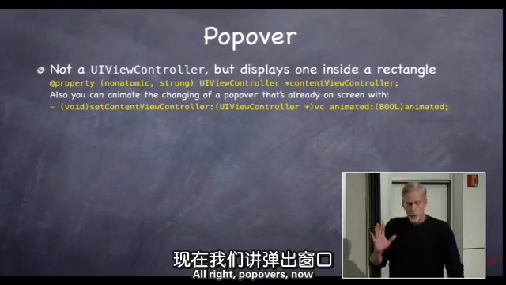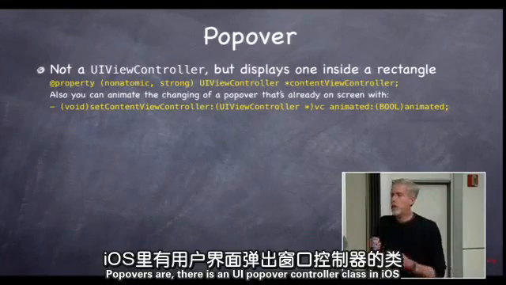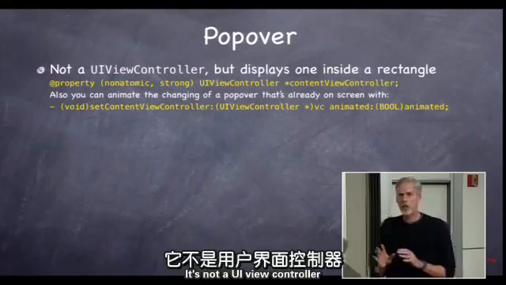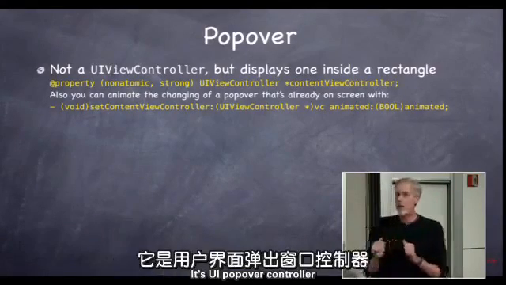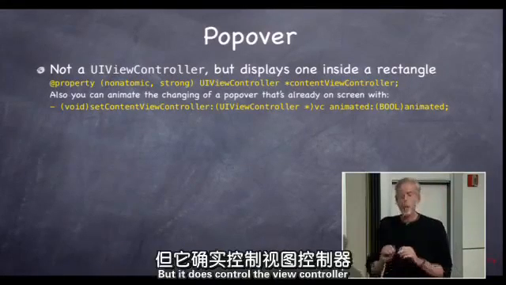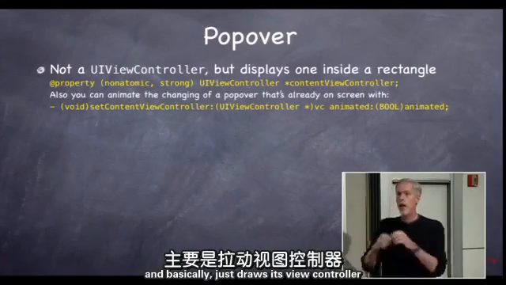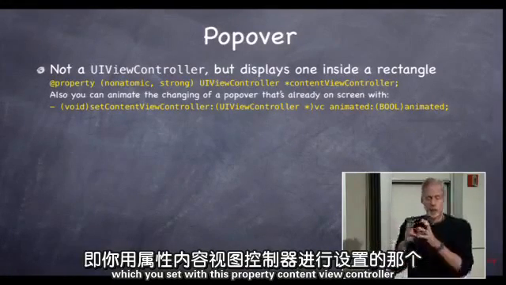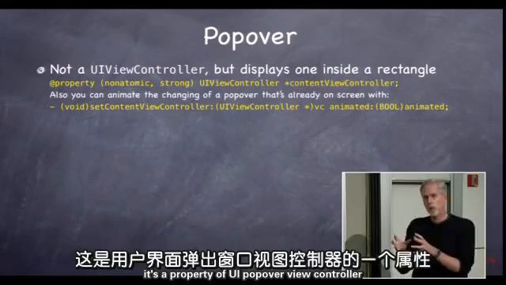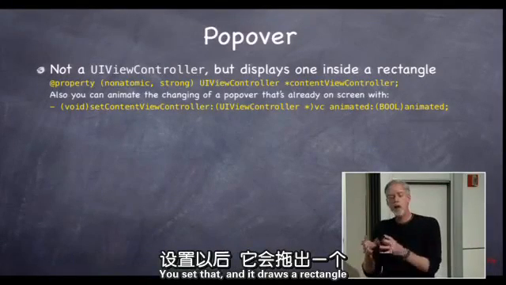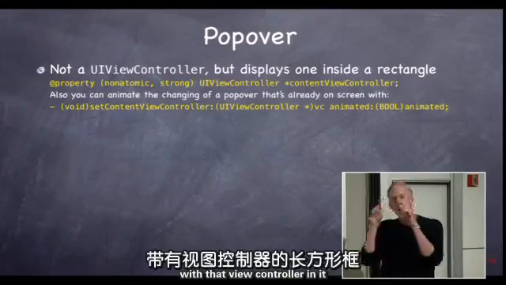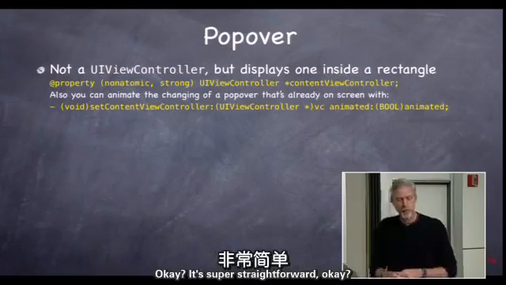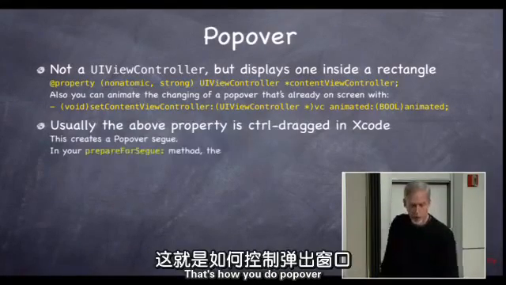All right, popovers. There's a UI popover controller class in iOS. It's not a UI view controller. It's not UI popover view controller. It's UI popover controller. Okay, so it's just an NS object, but it does control a view controller, and it basically just draws its view controller, which you set with this property content view controller. That's a property of UI popover controller, and you set that, and it draws a rectangle with that view controller in it, with a little arrow pointing to whatever brought it up. Okay? It's super straightforward. That's how you do popover.